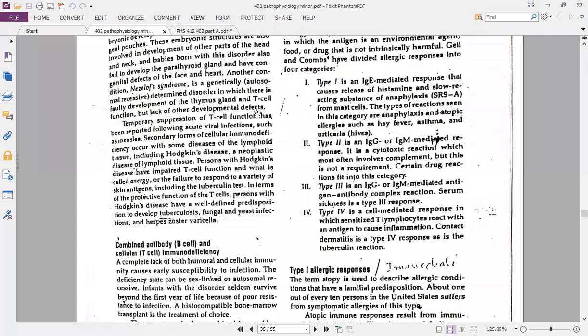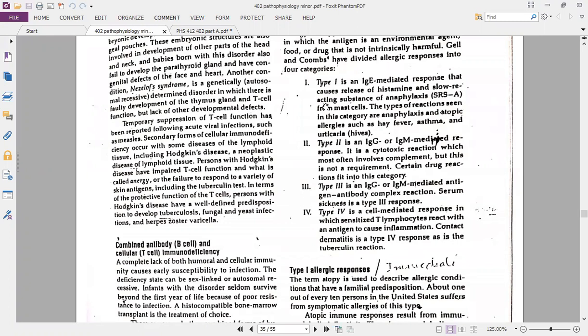The next thing we have to discuss is the four types of hypersensitivities: type 1, type 2, type 3, and type 4, and their associated autoimmune disorders, for example rheumatoid arthritis or systemic lupus erythematosus.